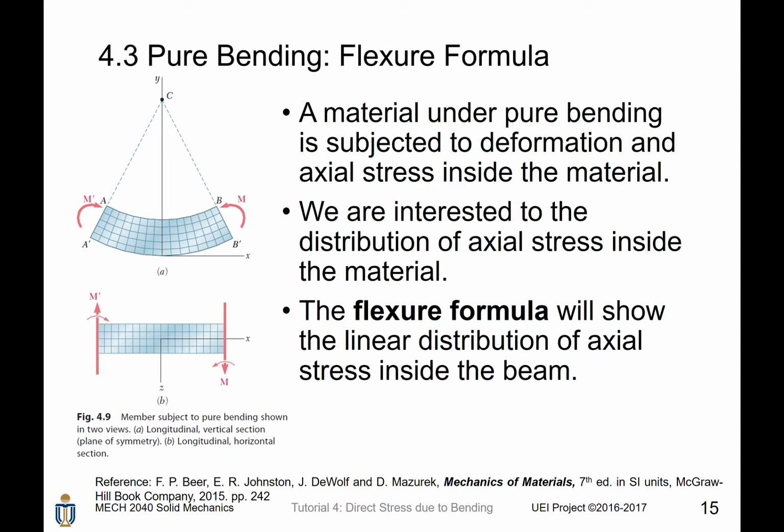Now let's introduce the most important concept of this chapter, which is the Flexure formula. Consider a material under pure bending. It is bent by moment M. Then the material will be deformed like this. It will be very similar to a circular arc. The circular arc has a radius of curvature ρ. The Flexure formula will show the linear distribution of axial stress inside the beam.